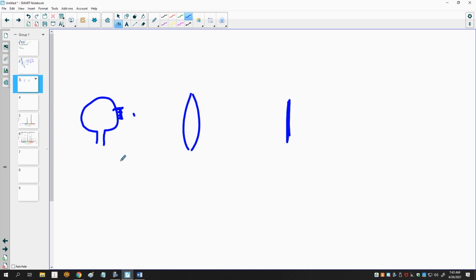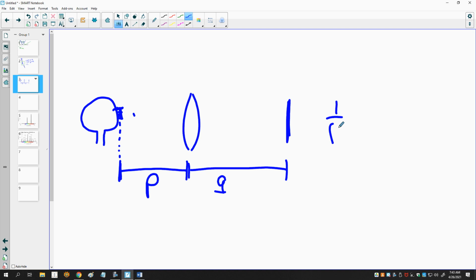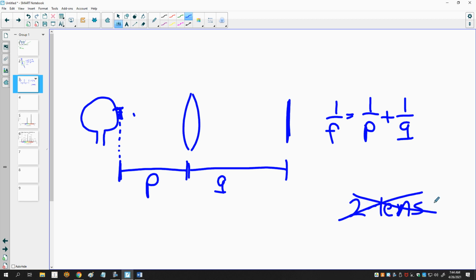And then also be careful when you're measuring P, make sure that you're measuring the distance to where your object is, not to the center of the light bulb, but to where that object is. And then measure Q from the lens to the screen, and then you can calculate F, 1 over F equals 1 over P plus 1 over Q. You will not have a 2-lens system. You only have a 1-lens system. You only have one of those practicals.